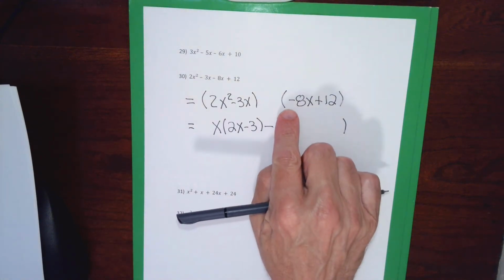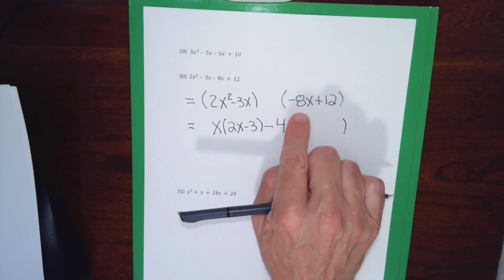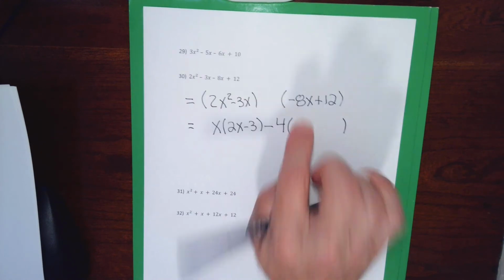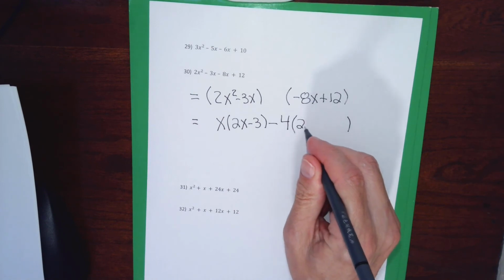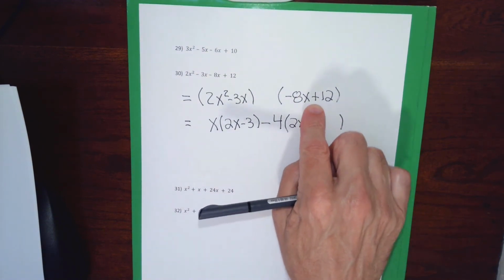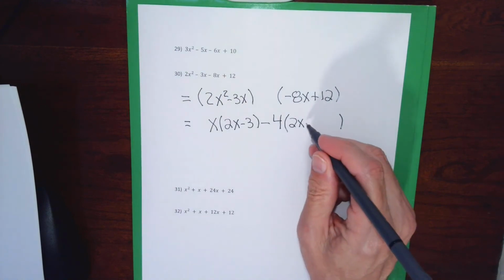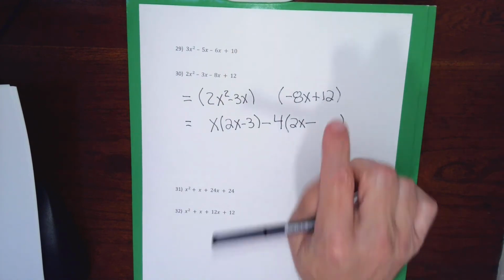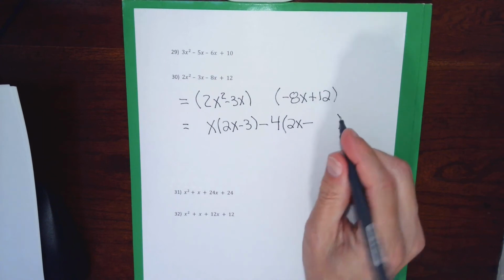So first term, I factored out a negative. That negative sign is going to flip to positive. I factored out a 4, I'll divide that 8 by 4 and get a 2. I'll leave the x. Next, that plus sign is going to change to minus because I factored out a negative. That 12, I'm going to divide by 4 and get a 3.